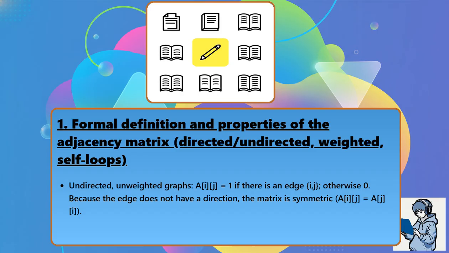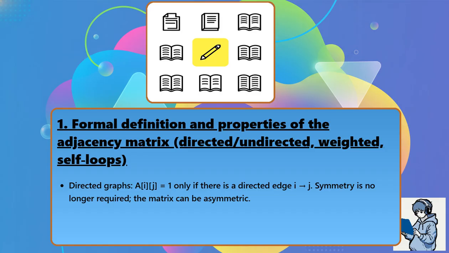Because the edge does not have a direction, the matrix is symmetric: a_ij equals a_ji. Directed graphs: a_ij equals 1 only if there is a directed edge i to j. Symmetry is no longer required. The matrix can be asymmetric.